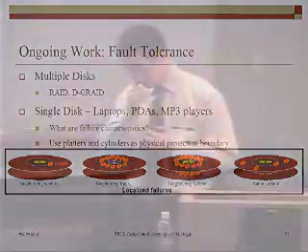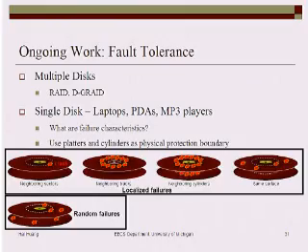So these failures, what we call localized failures, can be addressed fairly simply by placing data at a different physical location on the platter.